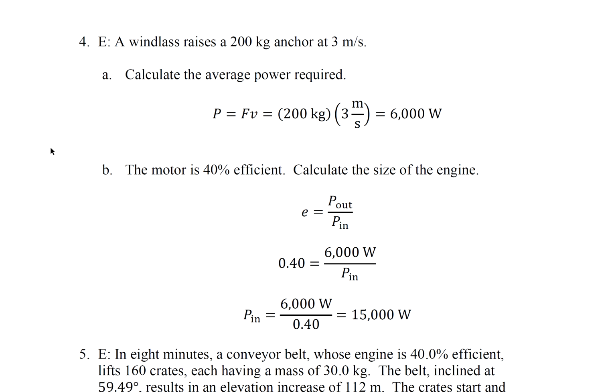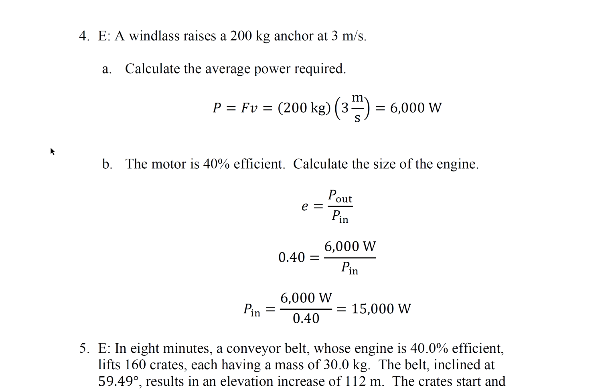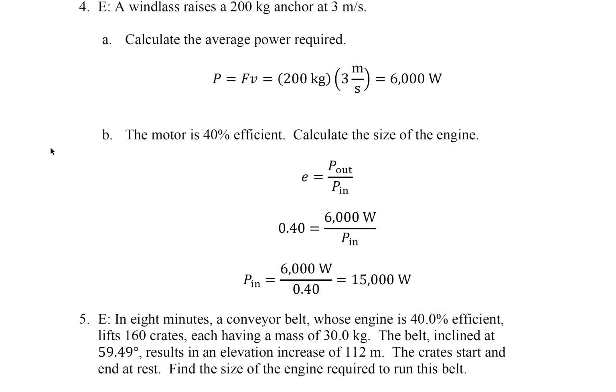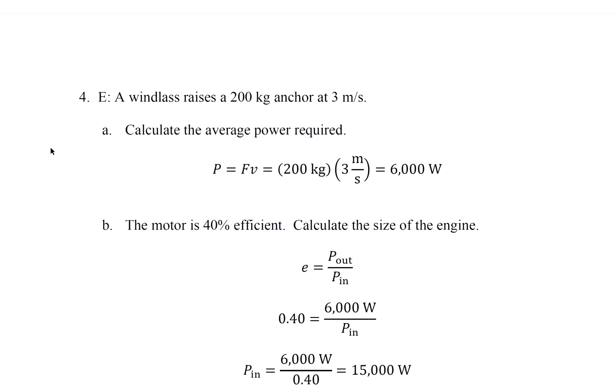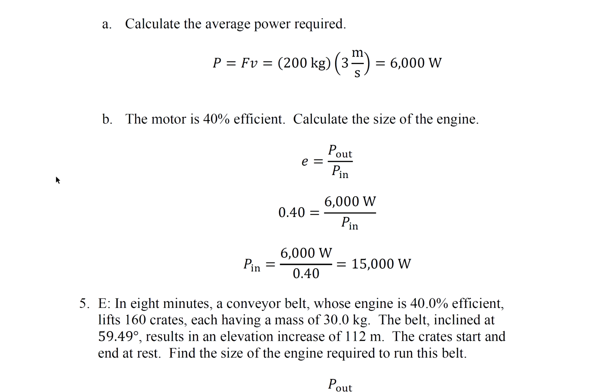Question 4. A windlass raises a 200 kilogram anchor at 3 meters per second. Part A. Calculate the average power required. We're going to use the equation P equals FV. Part B. The motor is 40% efficient. Calculate the size of the engine. So efficiency is P out over P in. We were given efficiency and power out. Power out came from part A.